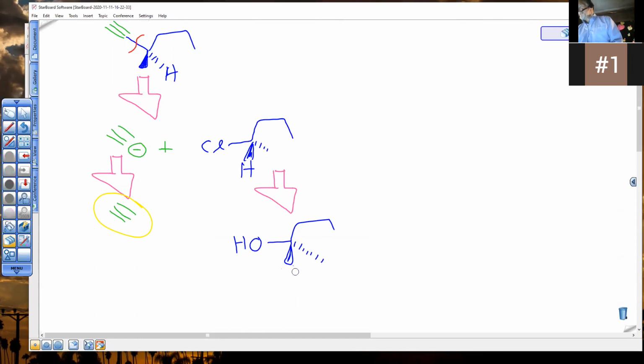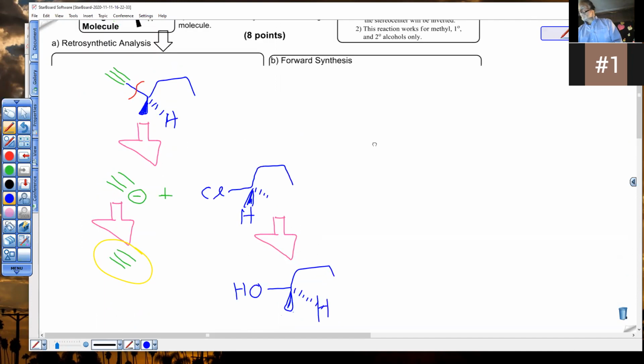So that is methyl, and this is the H here. So it flips here, and then it flips again here. So you're back to the original, aren't you? And over here, you're going to show me the forward synthesis, starting with this. So you take your acetylene and make it into your acetylide.